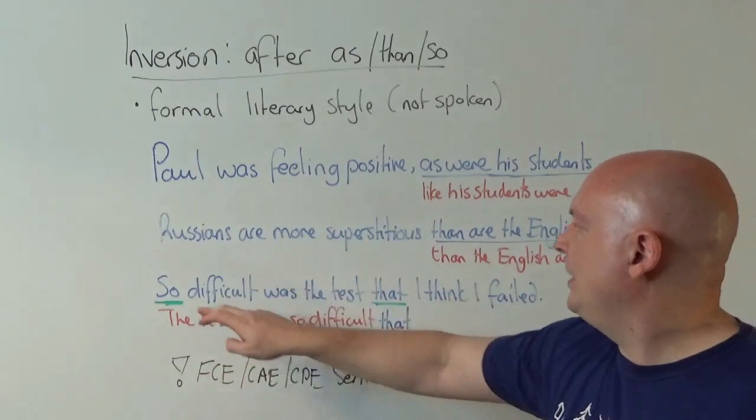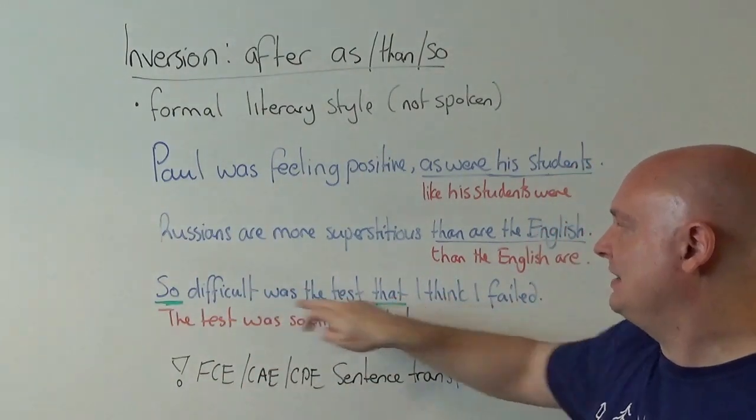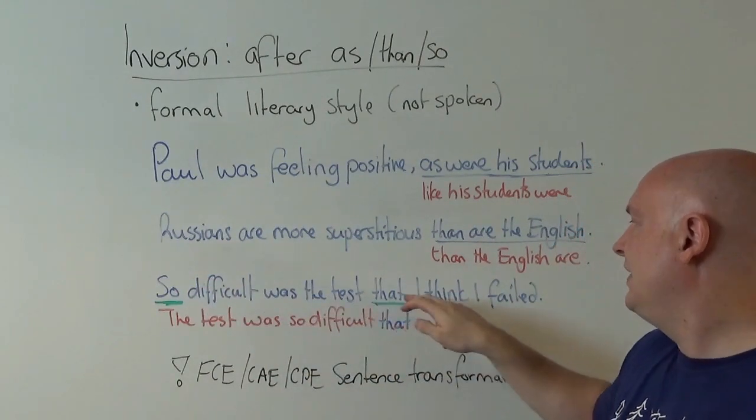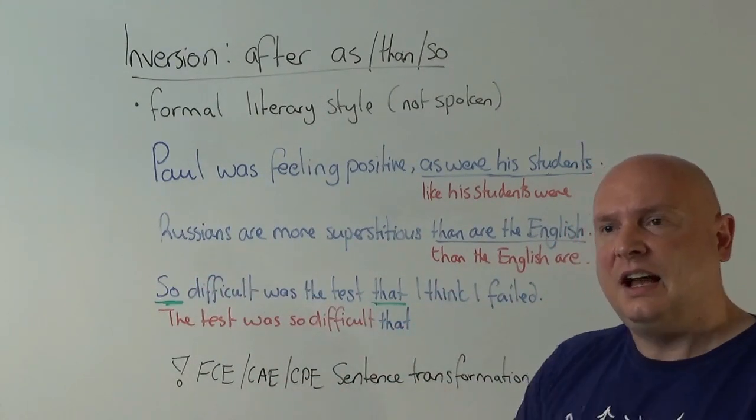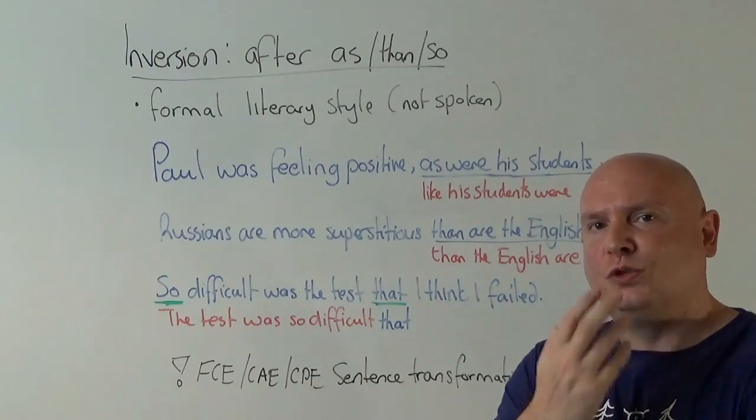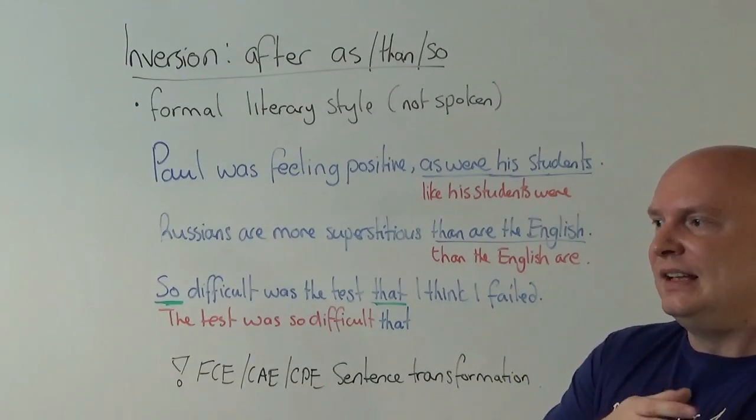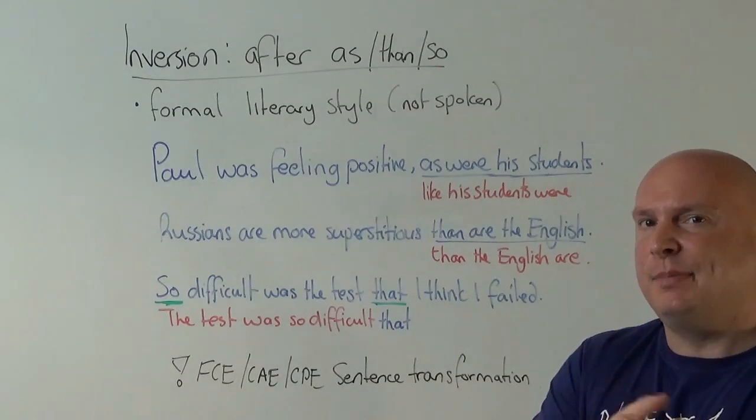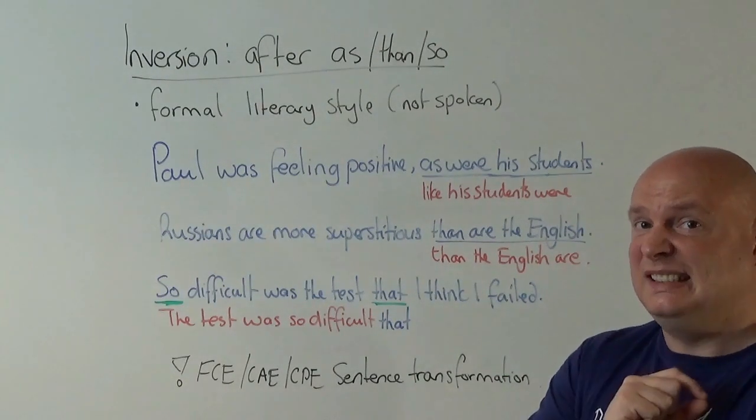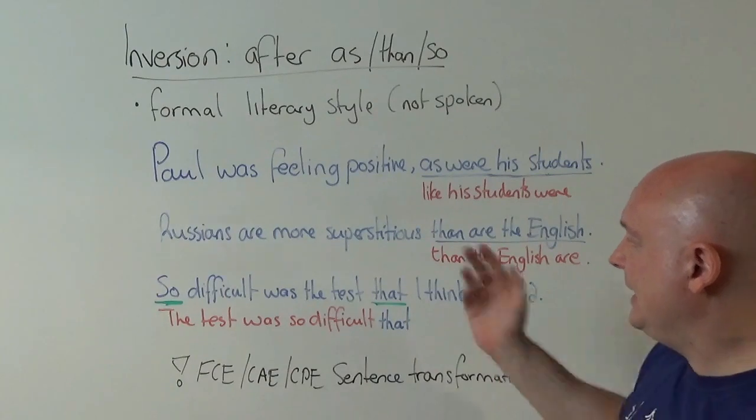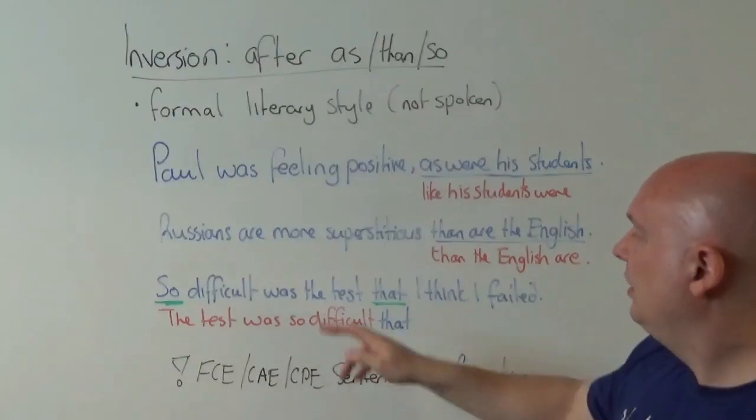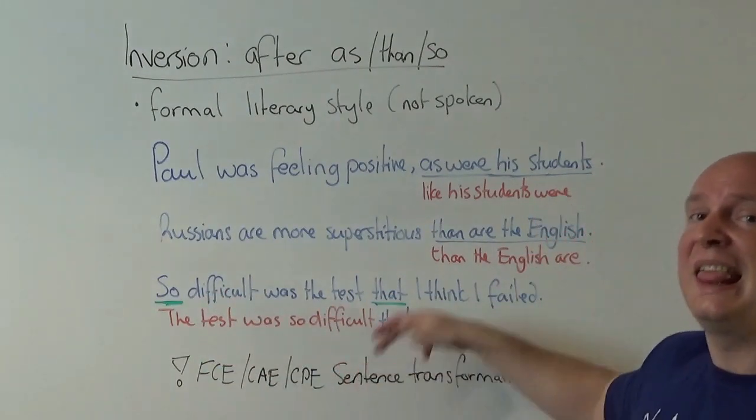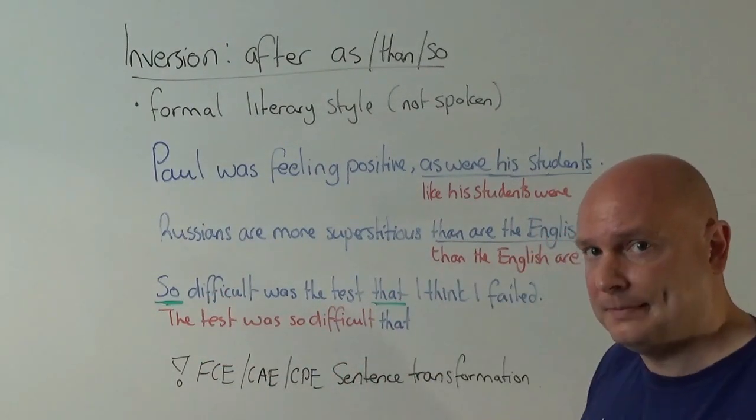The last one we have is so, which usually is plus that, I've underlined in green. So difficult was the test that I think I failed. You would never say this in normal spoken English. If you're watching Downton Abbey or Poirot or something old-fashioned, you might hear it, but not in modern English. You'll definitely see it written. Again, to give an alternative: the test was so difficult that I think I failed.